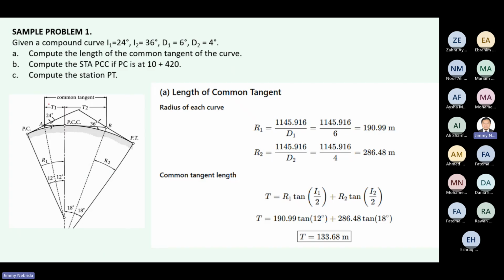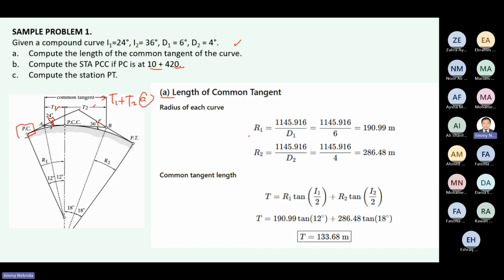So here's the angle or the given figure, okay? This is a problem. The given figure is here. PC is given to be station 10 plus 420. I1 is 24. This is 24 over here. I2 is 36 here. You have T1 and then T2. That means common tangent is T1 plus T2. This is for letter A question.